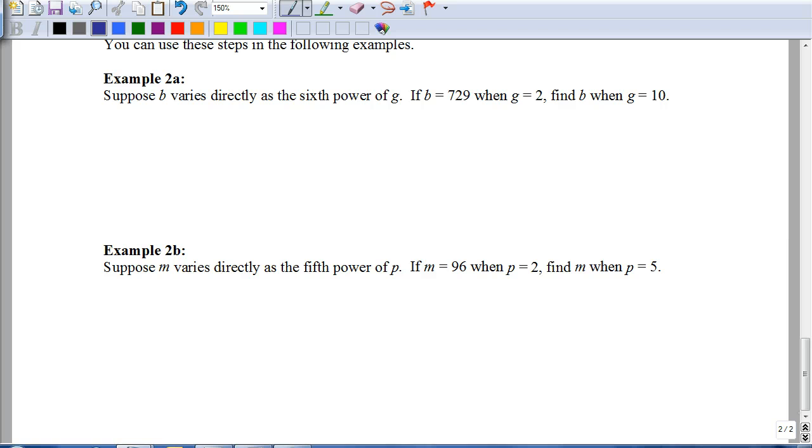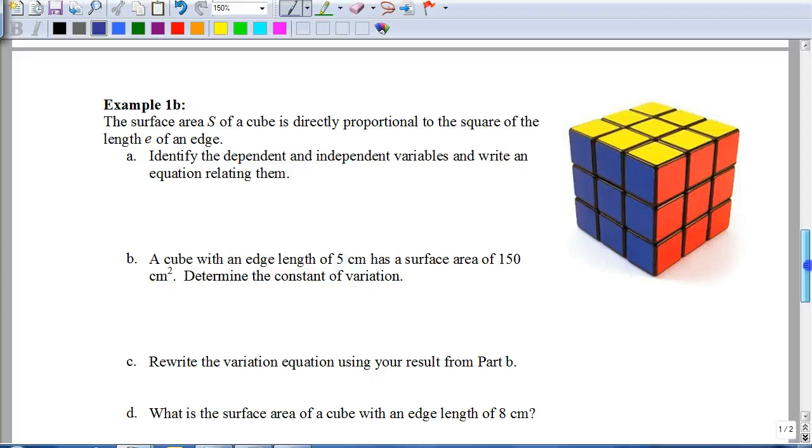So in 2a there, it says, suppose b varies directly as the 6th power of g. If b equals 729 when g equals 2, find b when g equals 10. So the 4 steps that we just did, we're going to use to solve this one when we get to it. But let's look at one more before we do that.